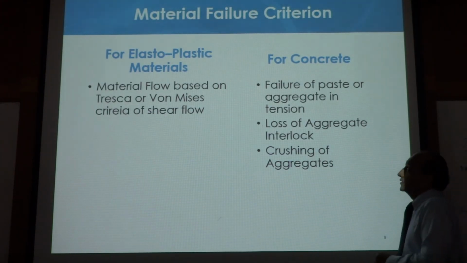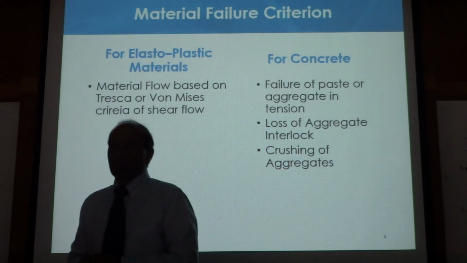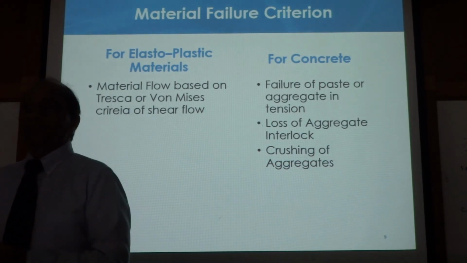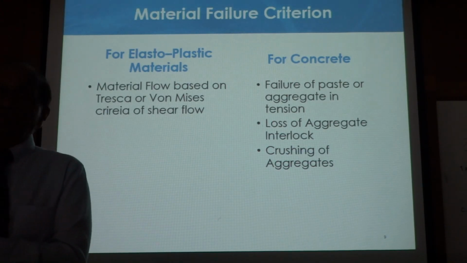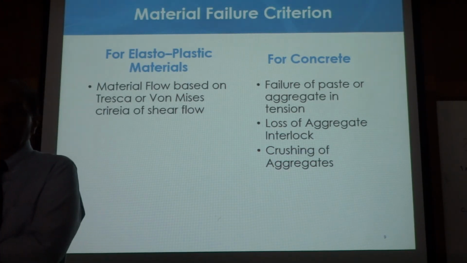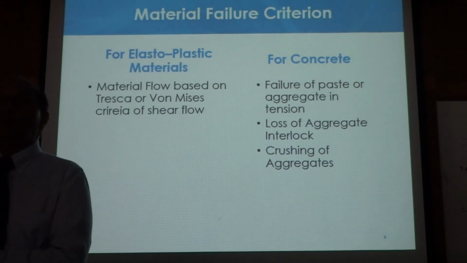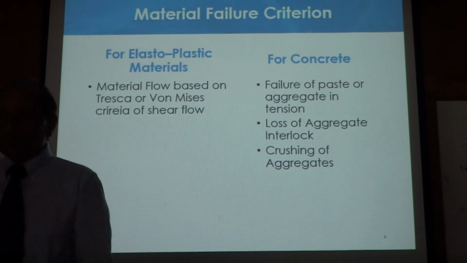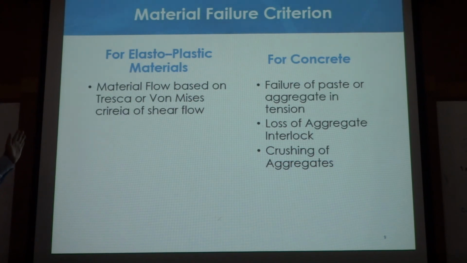Then we also talk about the material criteria. How does a material fail? What are the criteria by which materials can fail? That is very important for us, because now we are not talking about elastic analysis, we are talking about the ultimate capacity, failures. So we must know how something can fail, like the soil example I gave you. A material can fail, or flow, based on the Tresca or von Mises criteria or shear flow.